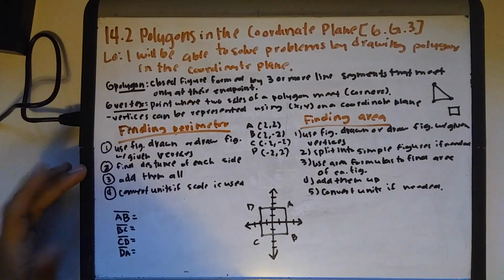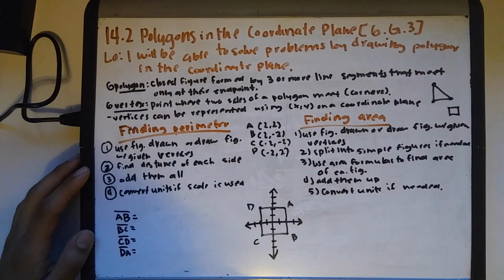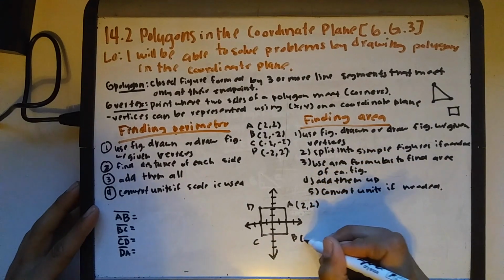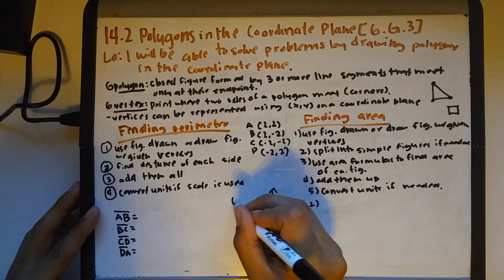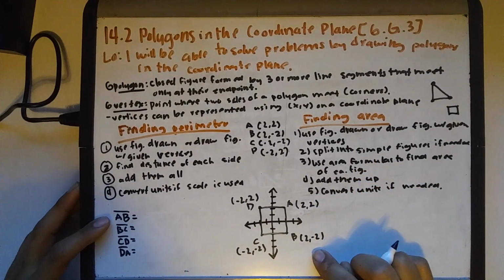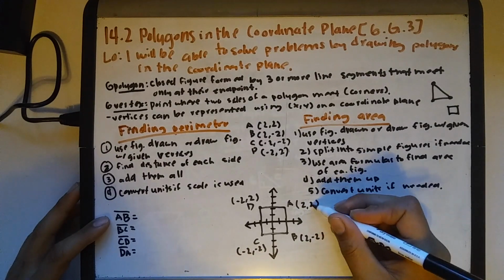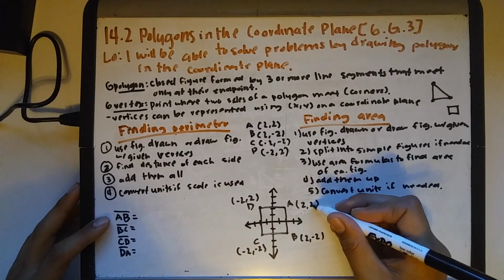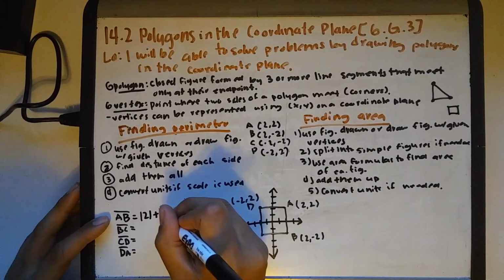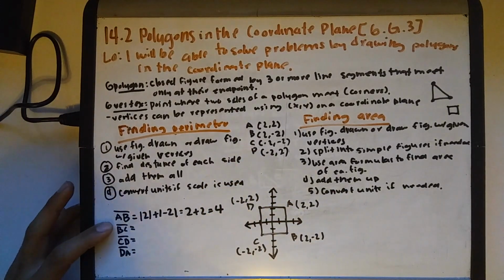Number two, for the perimeter, remember perimeter is the distance around the shape, okay? So find the distance of each side. Let me write those down. If I take the distance between A and B, the X coordinates were the same, so I'm gonna ignore those, but I'm gonna look at this 2. They have different signs, so I'm gonna add the absolute values. So absolute value of 2 plus absolute value of -2, that's 2 plus 2, which is 4, so that's 4 units.